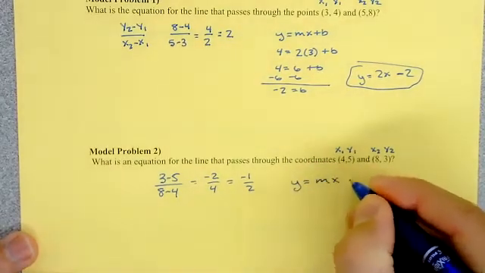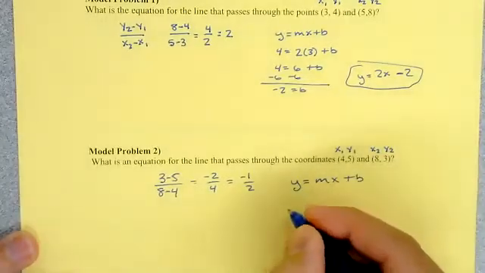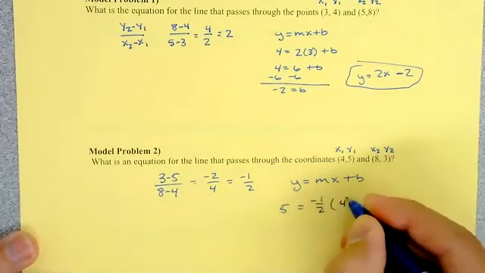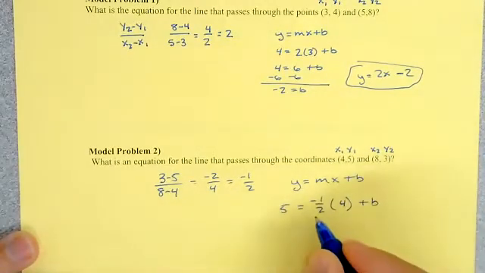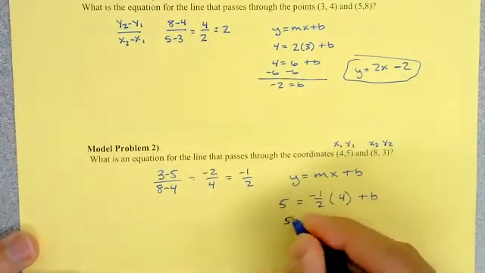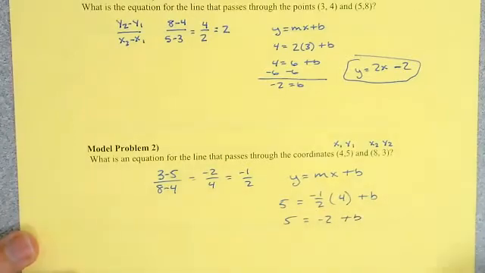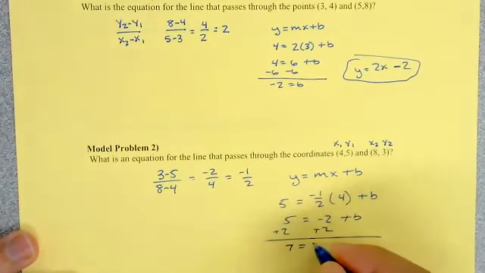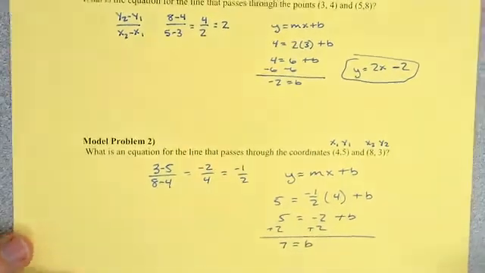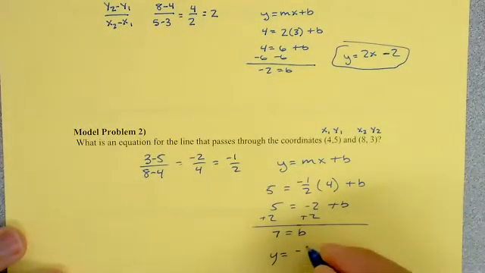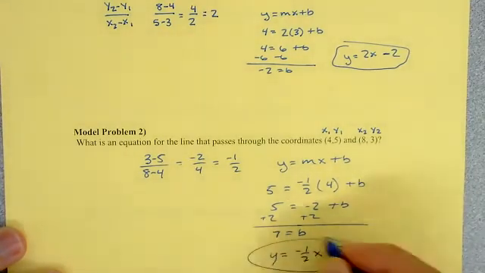Use either of those points. I'm going to plug in the first one again. So a slope of -1/2, -1/2 times 4 would just be -2. Get a b value of 7. So I put it all together: y equals -1/2 x plus 7.